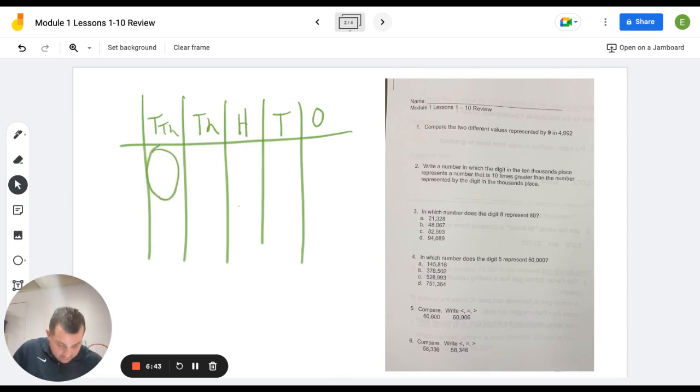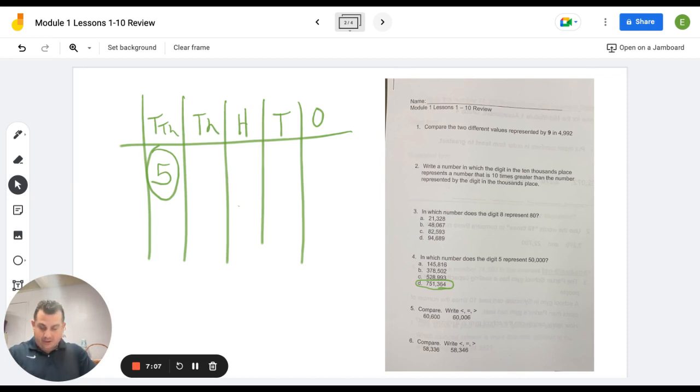And if we look at our choices, the only one that has the digit 5 in the 10,000s place is going to be D, because that 5 will then represent 50,000. Okay. Let's move right along.